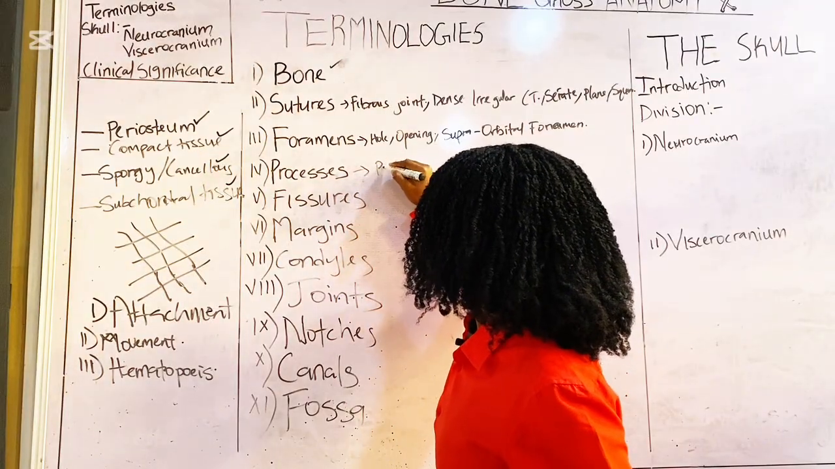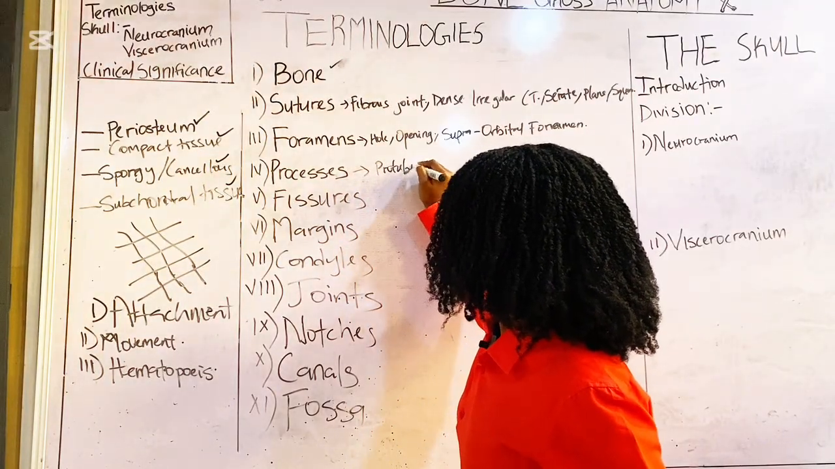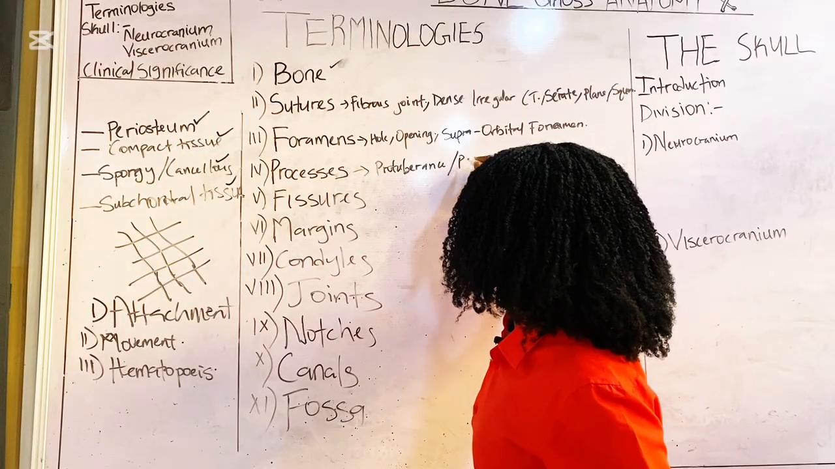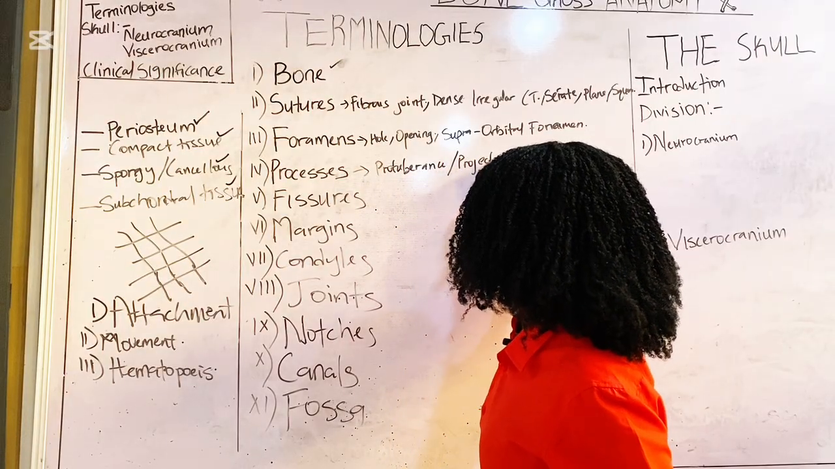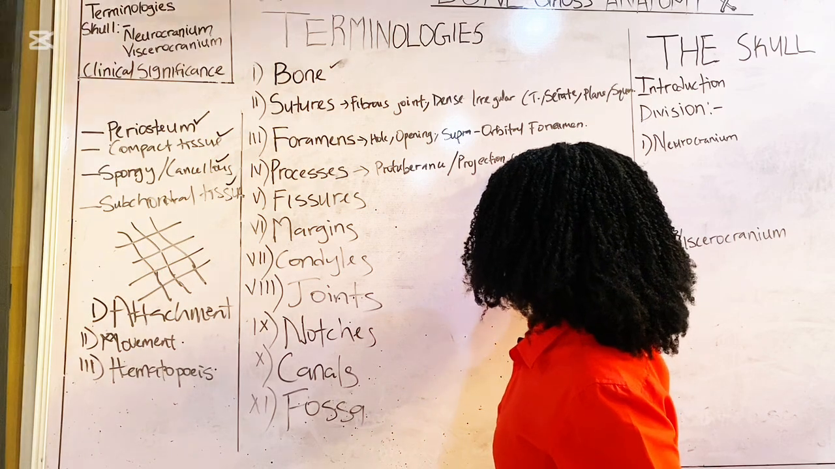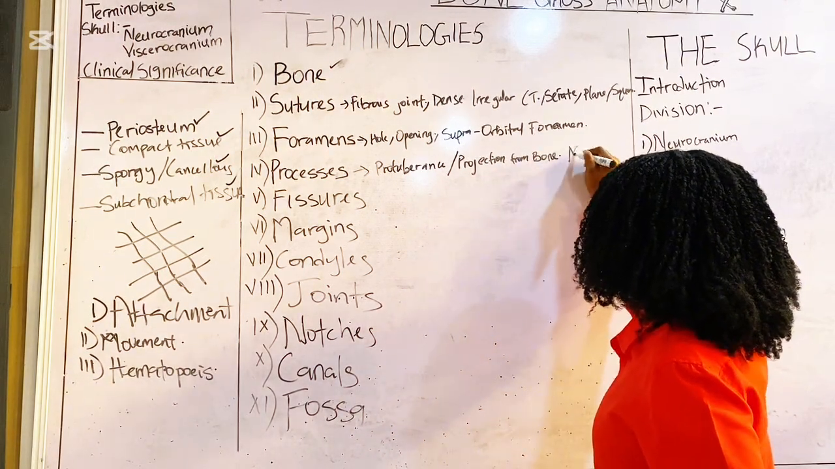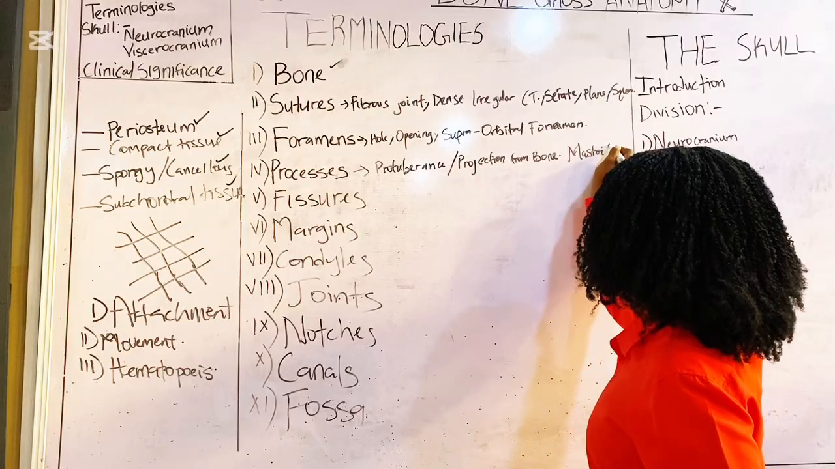So it is a protuberance or a projection or an outgrowth from the bone. And today, we're going to be using the mastoid process as our example.